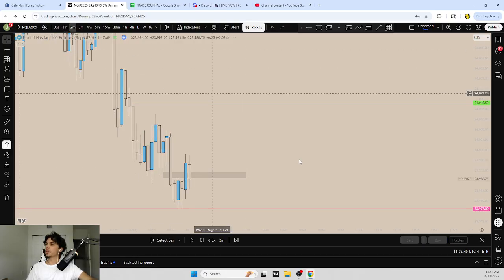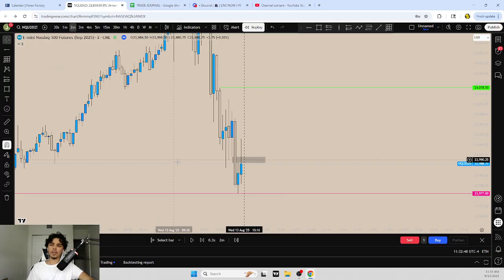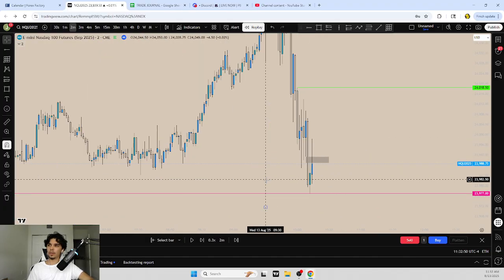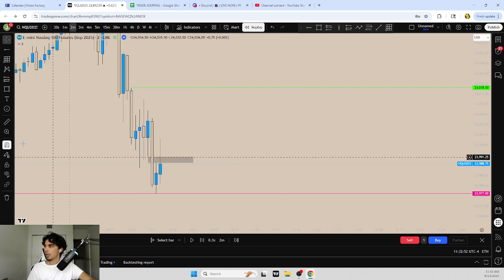But what did we have below us? Well, we have equal lows. And what do we know about equal lows? It's a high draw on liquidity. So we don't want to enter if we have equal lows or highs above or below us. And that's exactly what we had.